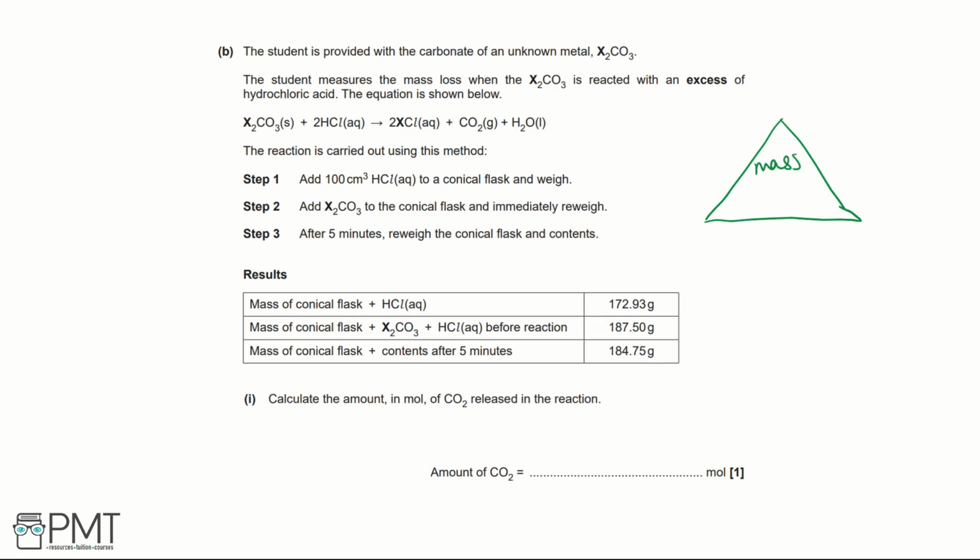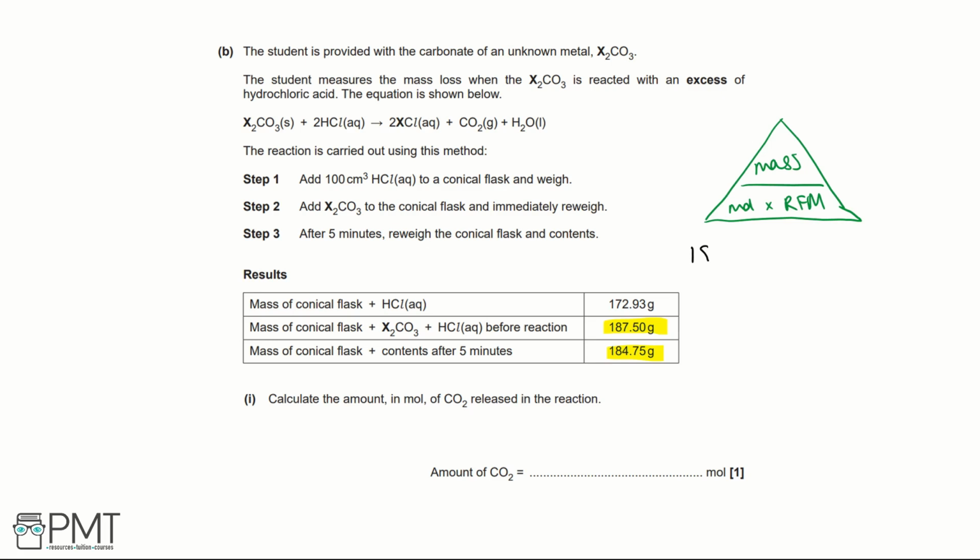we have mass is equal to moles times the relative formula mass. So firstly we need to work out the mass of carbon dioxide. So that's going to be minusing these two masses. So in the 5 minutes, what's happening in the conical flask is carbon dioxide gas is going to be expelled and you're going to see a bubbling or a fizzing happening.